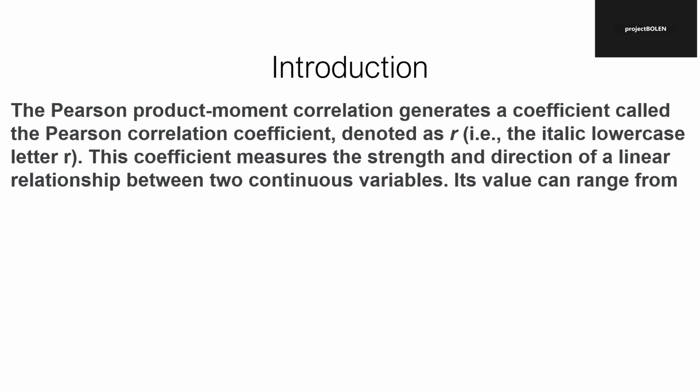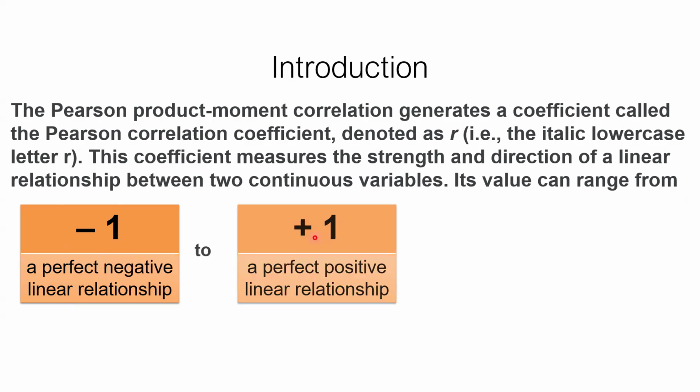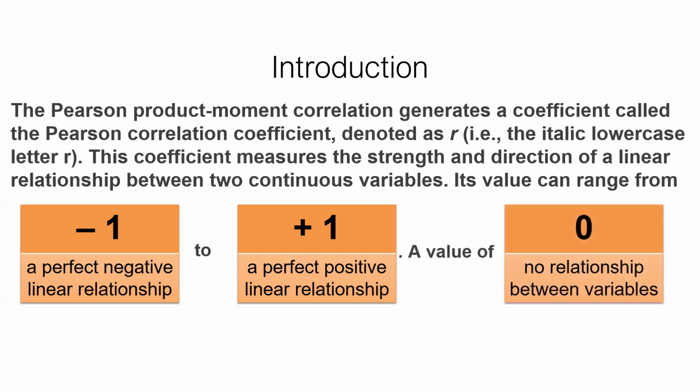And we take note of the values. It can range from -1, wherein a value of -1 would represent a perfect negative linear relationship, and that is up until the value of +1, which represents a perfect positive linear relationship. Now, what about when the value of R is 0? Now, a value of 0 means that there is no relationship between the variables.